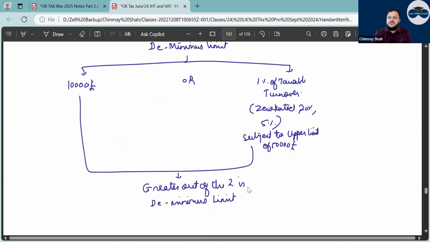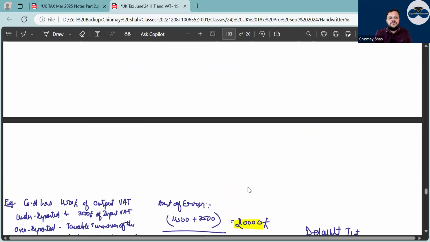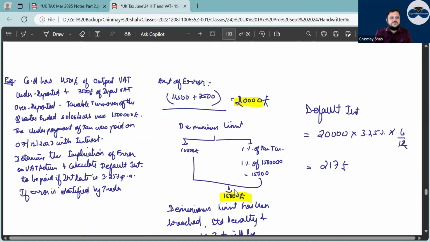De minimis limit means what? If it is below the de minimis limit, the standard penalty won't apply, correct? If it is less than the de minimis limit, the standard penalty won't apply. Above the de minimis limit, the standard penalty will apply. The company has 1250 of output VAT and under-reported 7,500, correct?